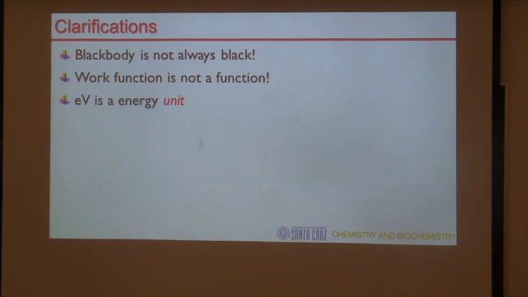Okay, so I remember one student asked me in the lecture, said negative 3.6 eV, does that mean we have 3.6 electrons in that orbital? Or not? It just simply means this is the energy of the orbital.